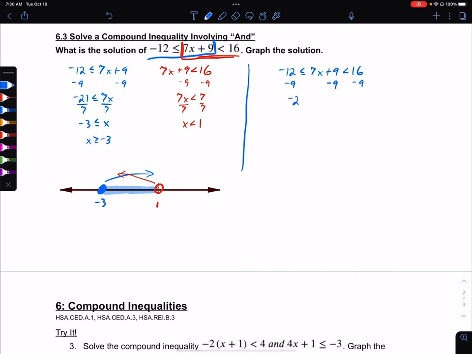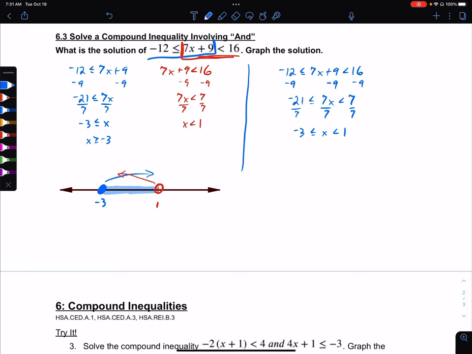So I'd get negative 21 is less than or equal to 7x is less than 7. So that's the subtraction of 9, which again we did where we split it up. We're just showing it as a compound inequality. And then I'm still trying to isolate x, so I would divide by 7. And I get negative 3 is less than or equal to x, which is less than 1. And now this tells me that my x values, my solutions, are between negative 3 and 1, which matches up with my graph.